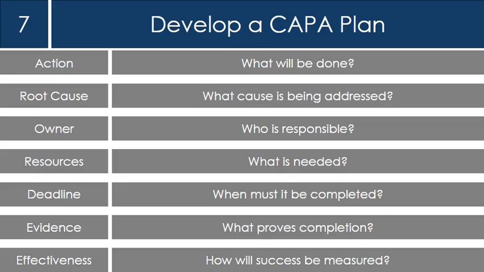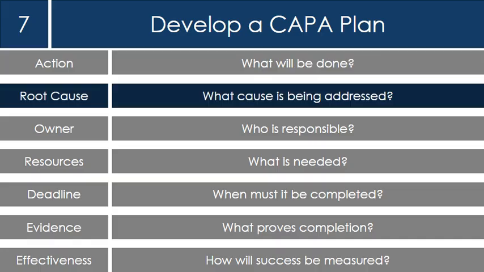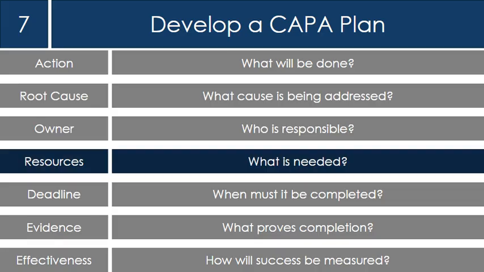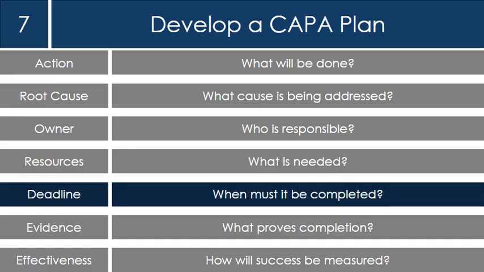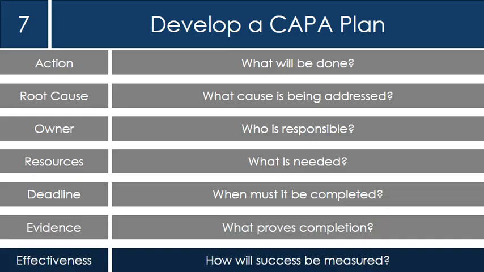Every plan should clearly identify the action. What will be done? Root cause. What cause is being addressed? Owner. Who is responsible? Resources. What is needed? Deadline. When must it be completed? Evidence. What proves completion? And effectiveness. How will success be measured?